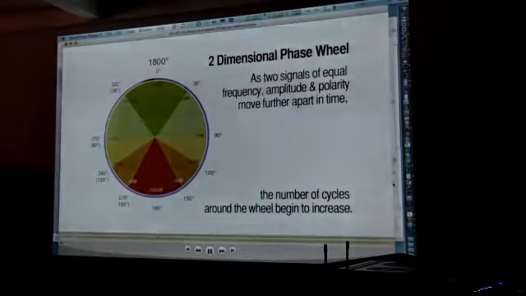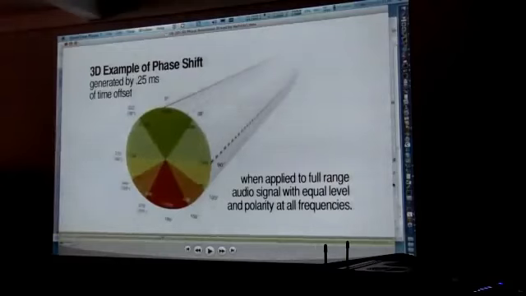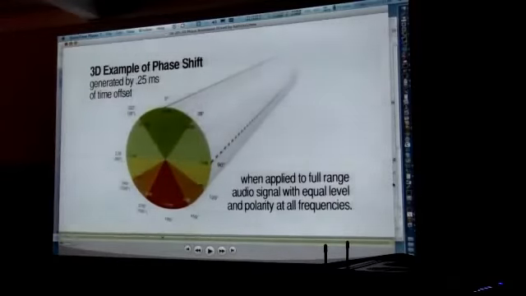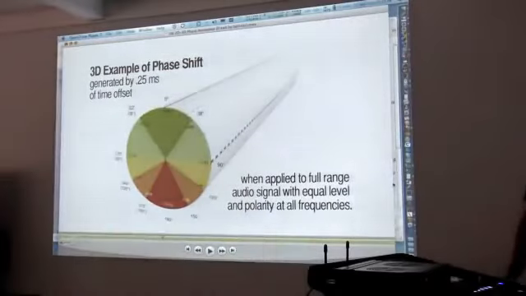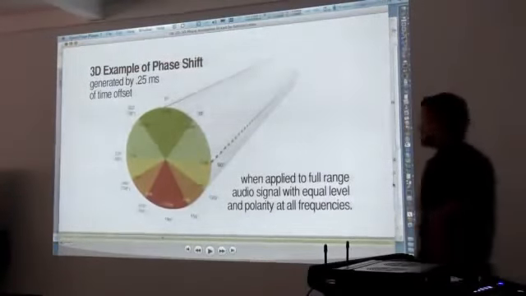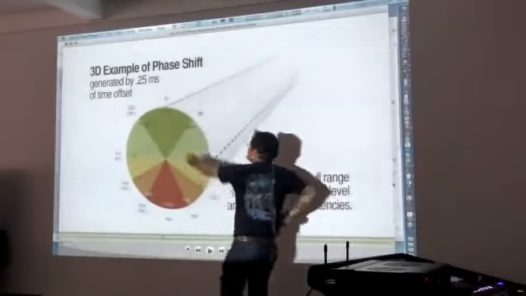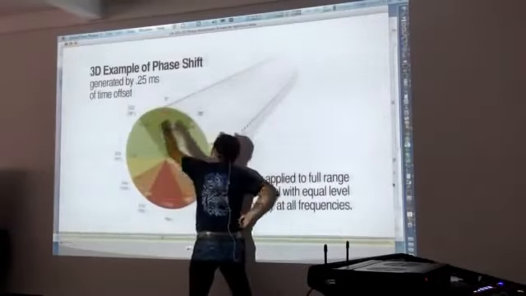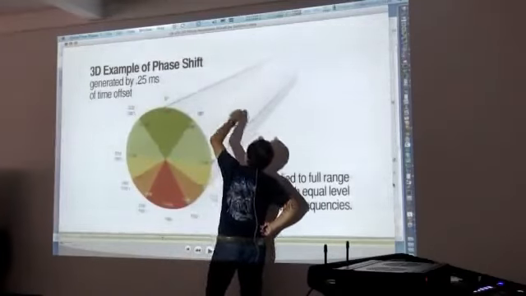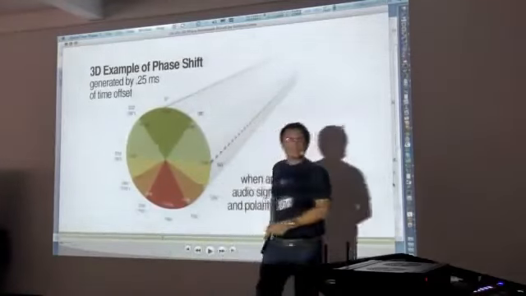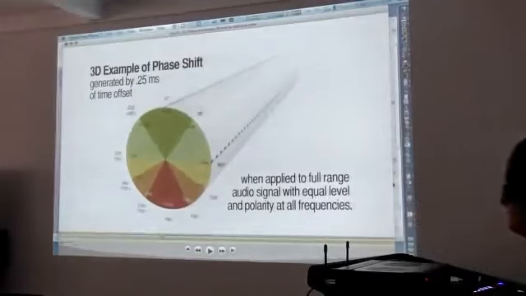If we do the same with three dimensions, this is a cylinder. So if we play the frequency sweep, the graphic will not be flat here. The graphic will produce a spiral shape along the cylinder.